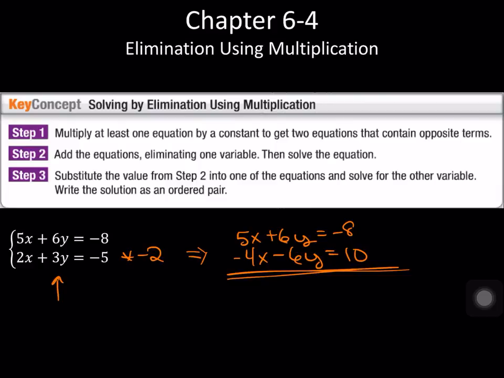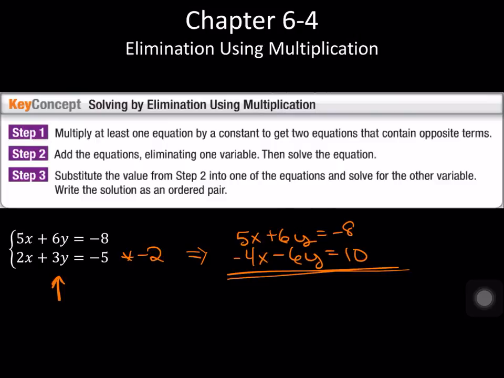So you're going to have to be able to see what equation needs to be multiplied by what value to get that coefficient to match up. Which one is going to be easier? We'll talk about things like that. But here we go. I multiplied the bottom equation by negative 2, and that made my y values the same coefficient but with opposite signs. So now I can add these two equations together.